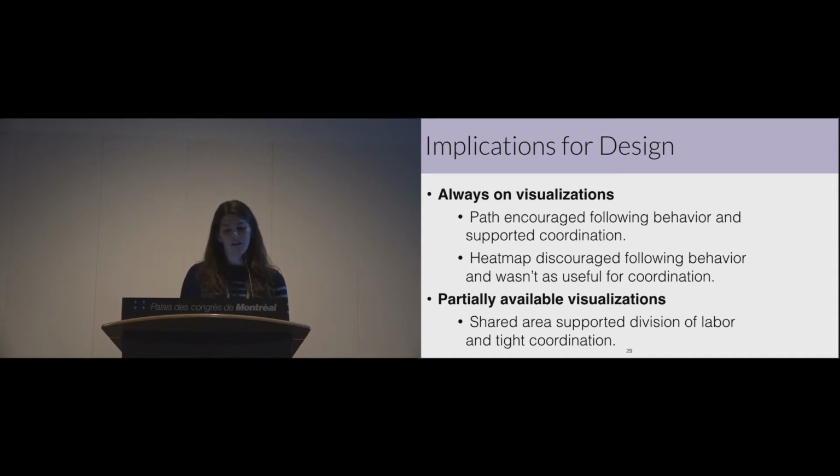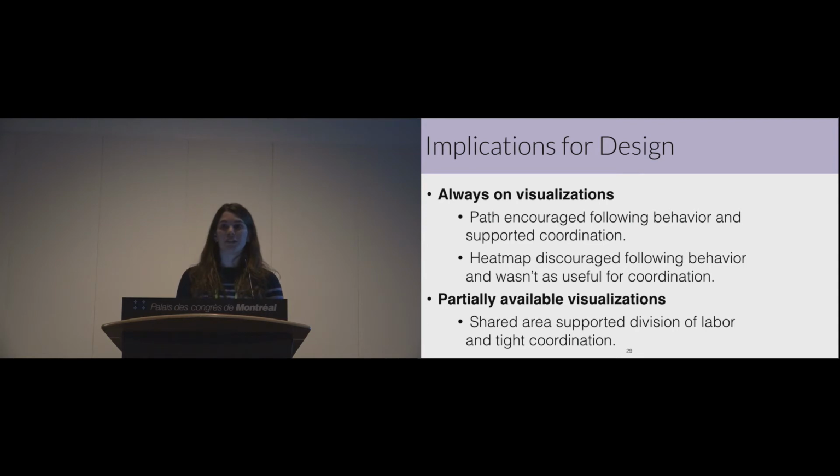And then the heat map visualization discouraged following behavior and wasn't as useful for coordination. And so this could be more useful for other tasks that require maybe more of a division of labor approach, or as we saw yesterday, there was a talk that discussed real-time heat maps being useful to understand intention in competitive gameplay. And so competitive environments might benefit from this type of visualization, whereas collaborative environments did not necessarily seem to benefit. But what's really interesting is the space for partially available visualization techniques.